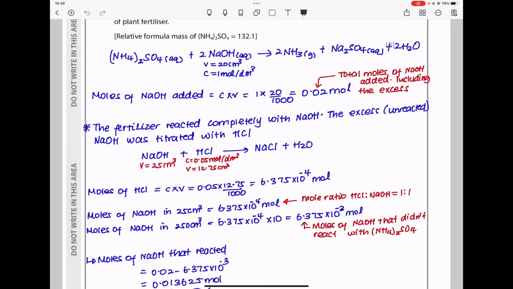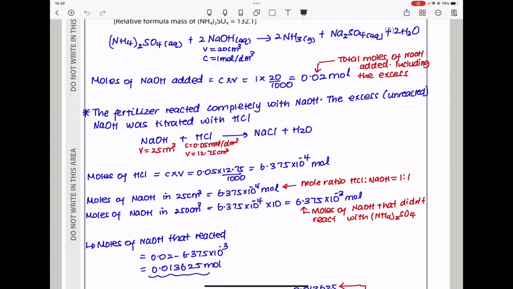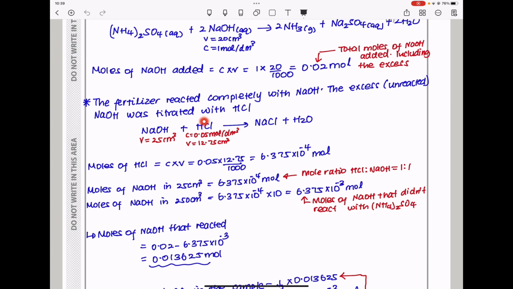We also know that here the volume of sodium hydroxide pipetted was 25 centimeters cubed, and for HCl the concentration was 0.05, and the titer volume, which we saw here, was 12.75 centimeters cubed. So I'm going to use the number of moles of this to calculate the moles of that, and the moles of these I calculate are going to be the excess moles. So to find the moles that reacted should be the total moles that were there initially minus the excess moles.